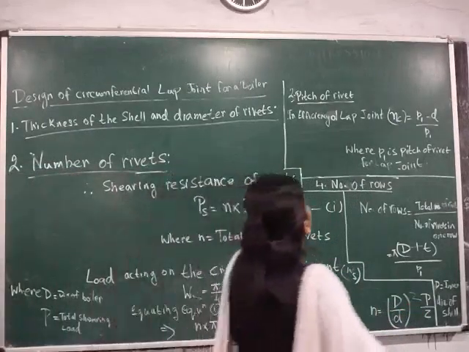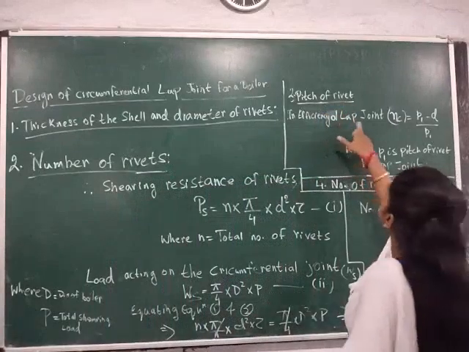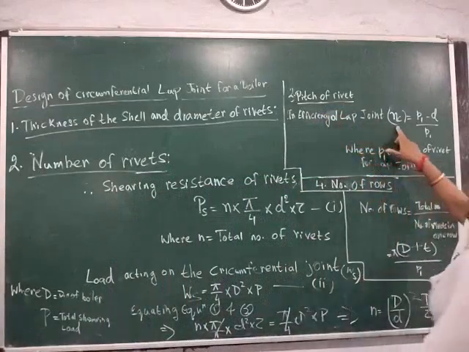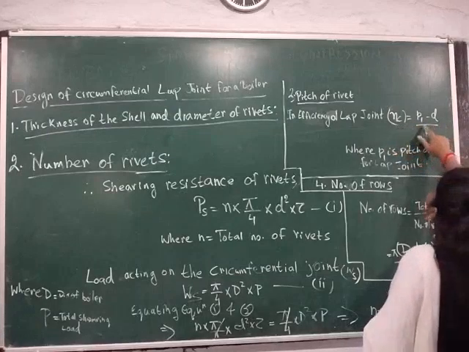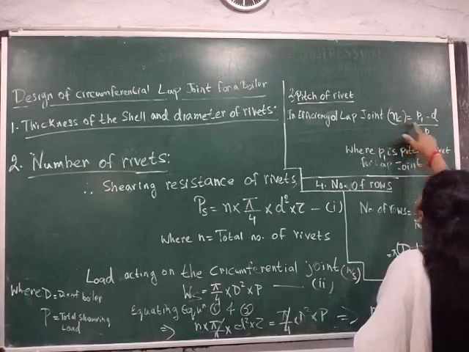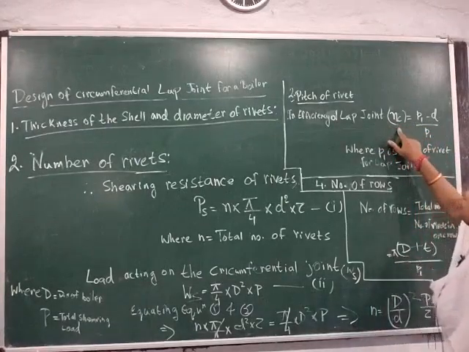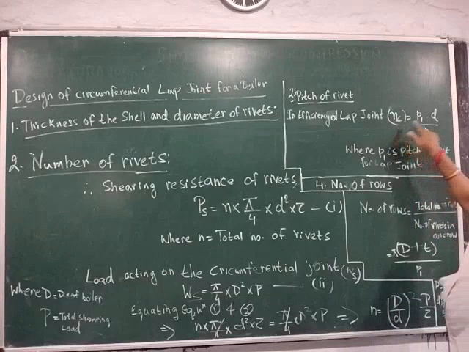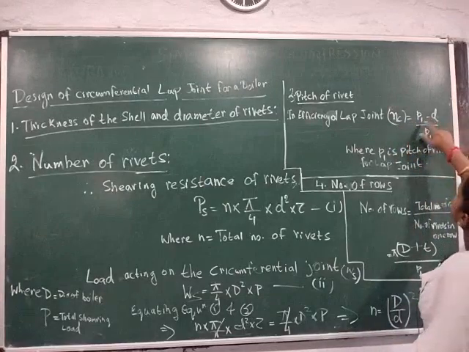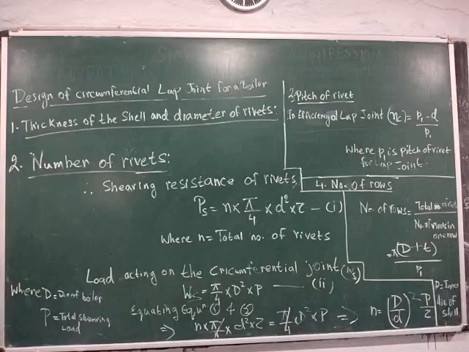Next is the pitch of the rivet. If the efficiency of the lap joint is denoted by eta c, then the efficiency of the lap joint for the circumferential joint is given by (P1 minus d1) divided by P1, where P1 is the pitch of rivet for your lap joint.